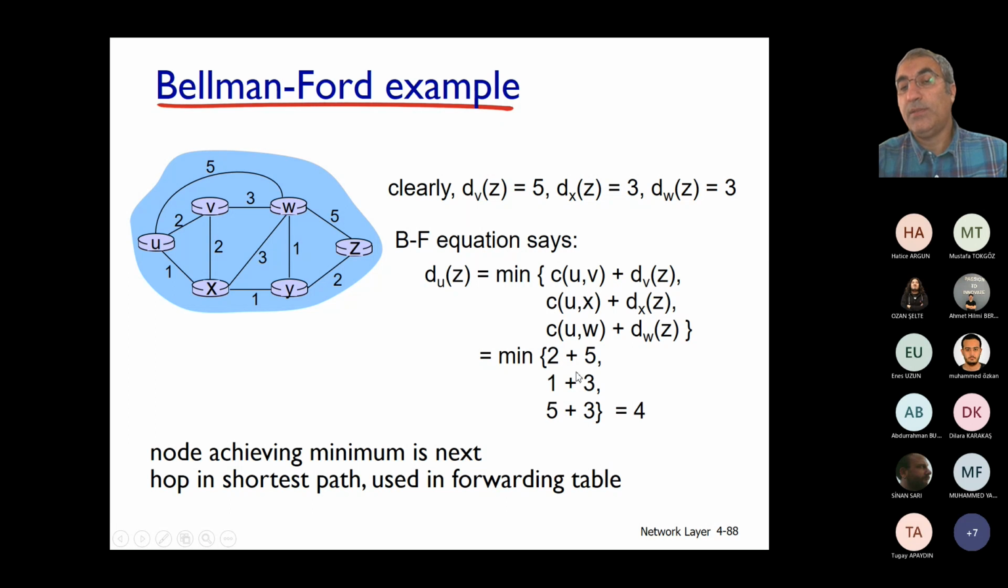So we have 3 values: 7, 4, 8. And we select the minimum path, which is 1 plus 3, giving 4. So this goes through x: u to x, x to y, and then z. This is the shortest path that is going to be used in the forwarding table: u, x, y, and z.